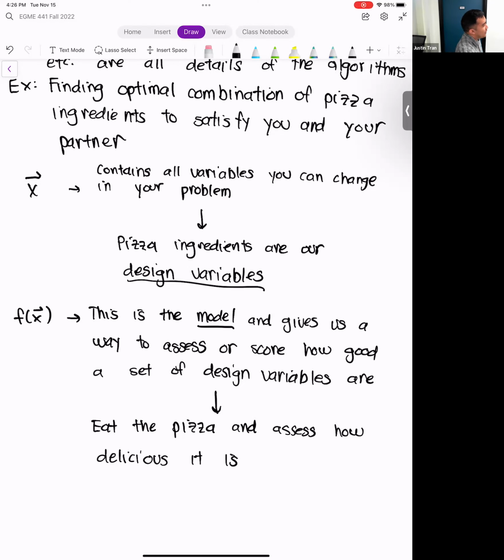All jokes aside, pineapple is fine on pizza. I used to be a very big, I hate pineapples, but my wife likes it, so I guess I like it now too. All right, any questions on this so far?